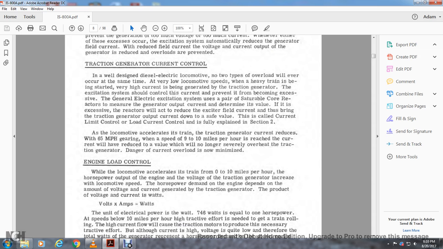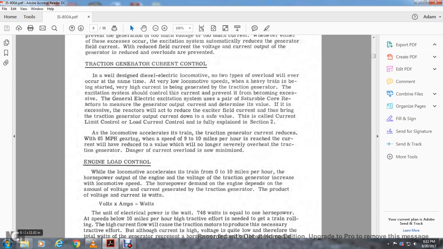With a heavy train at the start, high current is being generated by the traction generator. The excitation system should control the current to prevent it from becoming excessive. The excitation system should use suitable core reactors to measure the generator output current. If it is excessive, the reactors will act to reduce the exciter field current and bring the traction generator output current down to a safe value.